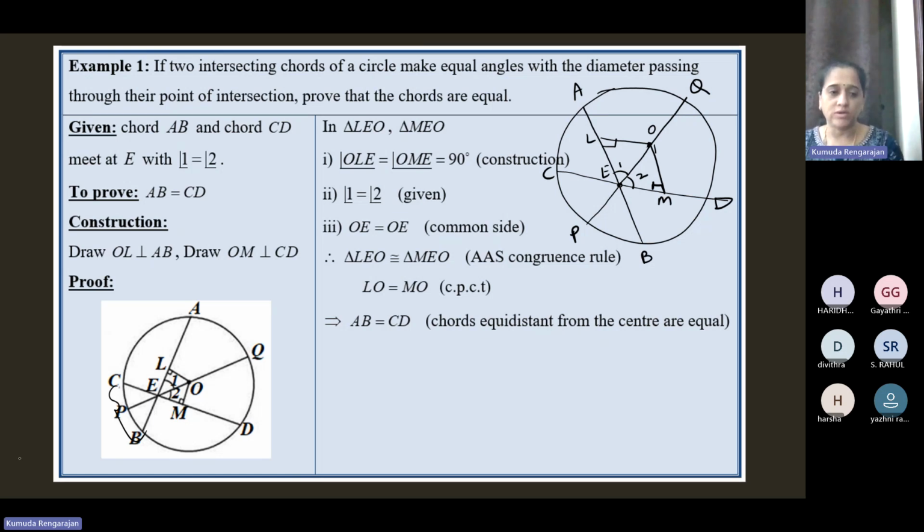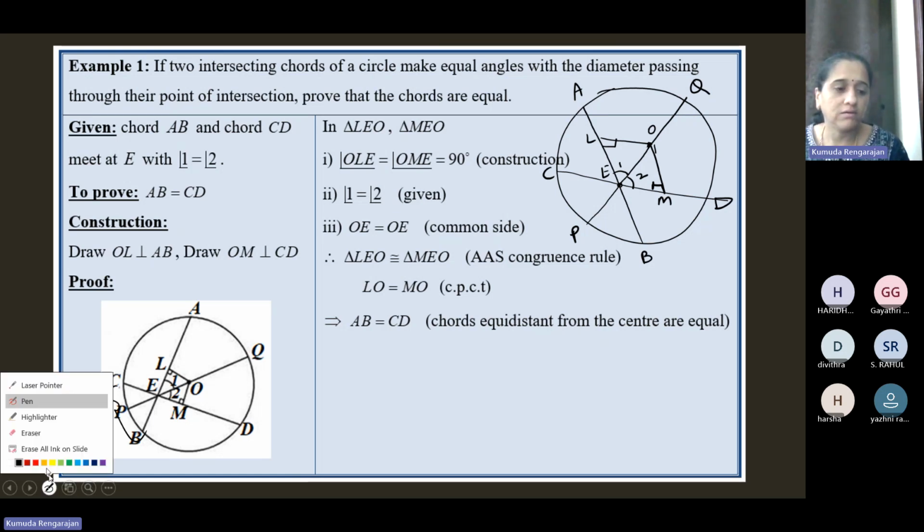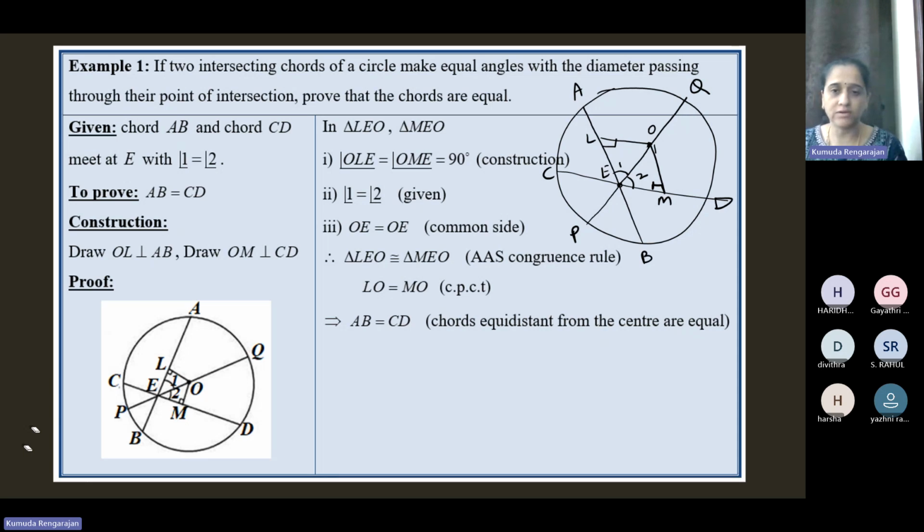Let me see if you understood the diagram correctly. Name the two chords in the figure. Both the figures are the same. Name the two chords. A, B, and C, D. Where do they meet? At E. The point of intersection of the two chords is E. Name the diameter. PQ is the diameter. PQ is the diameter passing through the point of intersection of the two chords.